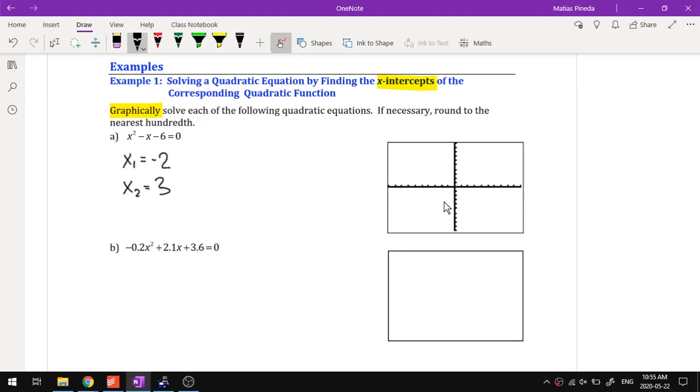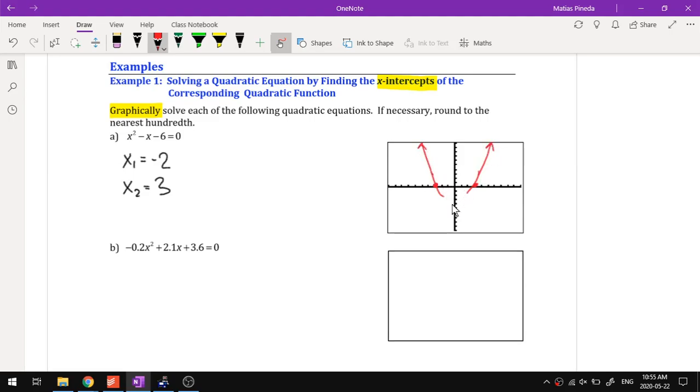And now we want to graph this. So what I'm going to start by doing is placing these 2 points. So the first x-intercept is at -2, so it's somewhere over here. The second one is +3. Okay, and this particular quadratic function opens up. Right? It's going to be going something like this. And it goes up like that.